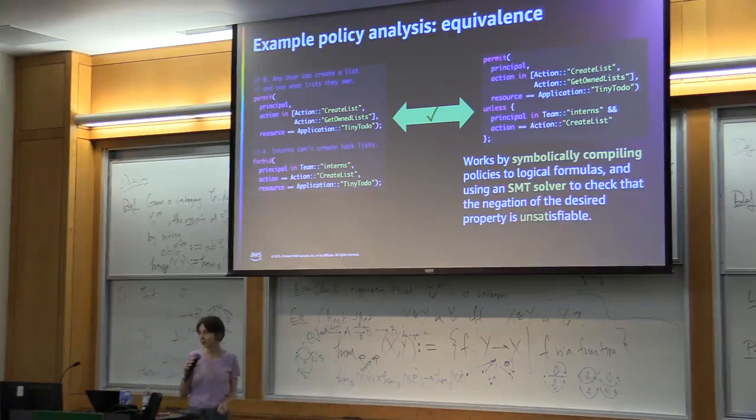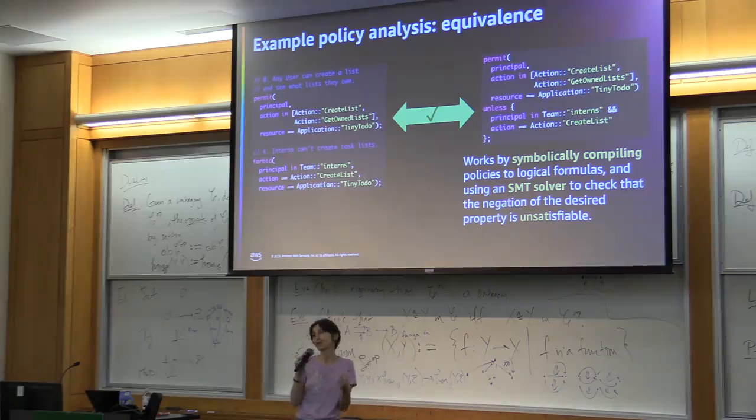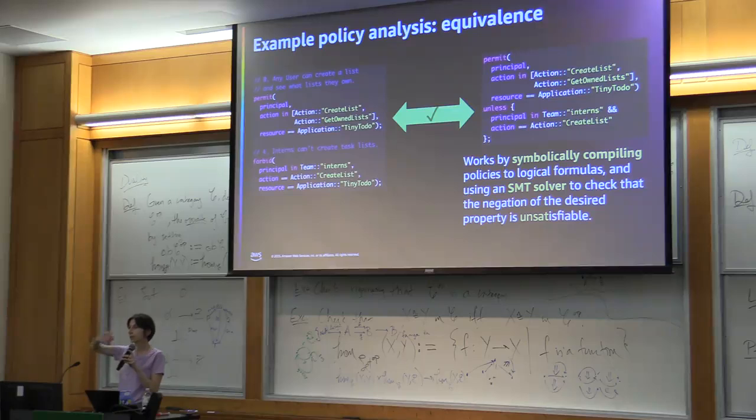So how does this work? We're going to dig a little bit into the details because, well, I think it's super interesting how this works. But it works by a process which we call symbolic compilation, and that involves taking Cedar policies and compiling it to a semantically equivalent SMT formula, and then taking whatever property you're checking, equivalence and whatnot, and emitting an assertion that is the negation of the desired property. So why do I emit the negation of what I want to check?